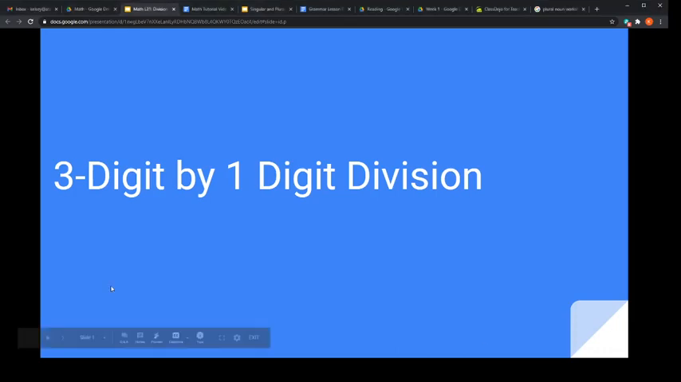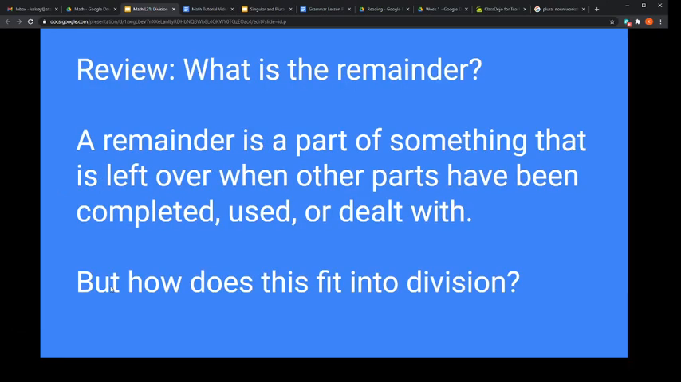Welcome back, grade 4. Today we're going to be working on 3-digit by 1-digit division, both with and without remainders. Okay? We just want to remember what a remainder is. It's a part of something that is left over when other parts have been completed, used, or dealt with.